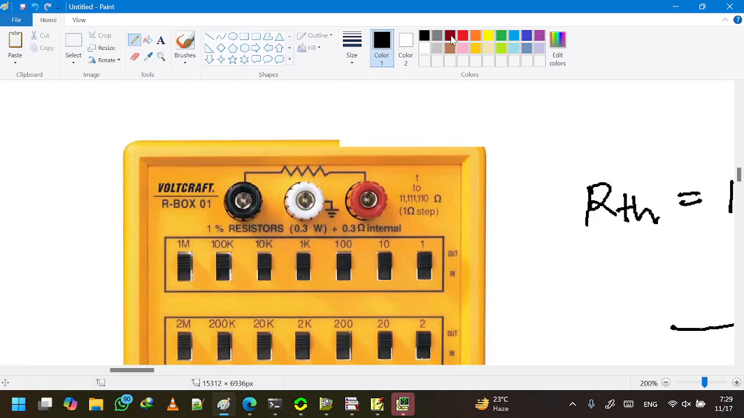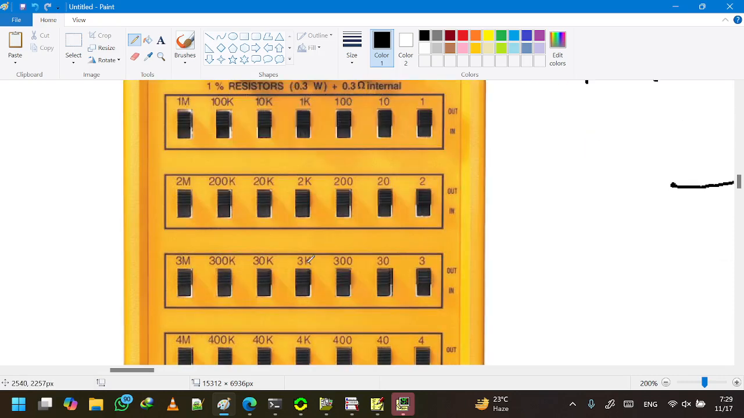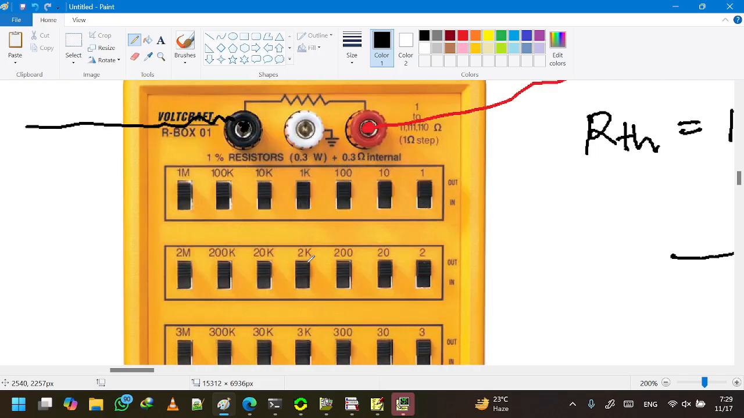So our first thing to do is to take a wire and wind it here and connect it like this, and we take another wire and wind it here and connect it like this. So this whole box will be acting as RTH, of any value. So now let us try to find out how we can make this RTH of exactly 1175 ohm. So here the first thing to notice is that we have lots of switches, and all of the switches are marked out and in. So out means off, in means on. So first we have to make sure that all the switches are turned off.